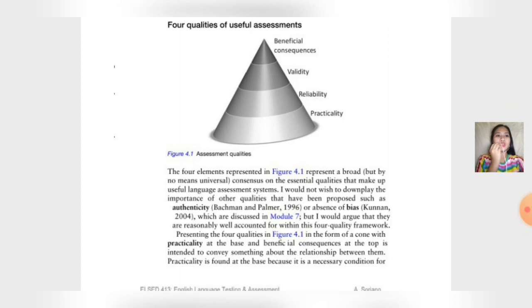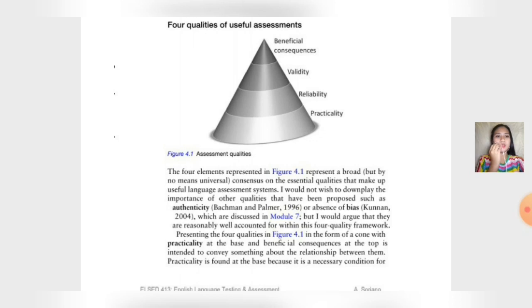I would not wish to downplay the importance of other qualities that have been proposed, such as authenticity or absence of bias, which are discussed in Module 7, but I would argue that they are reasonably well accounted for within this quality framework. Presenting the four qualities in Figure 4.1 in the form of a cone, with practicality at the base and beneficial consequences at the top, is intended to convey something about the relationship between them.